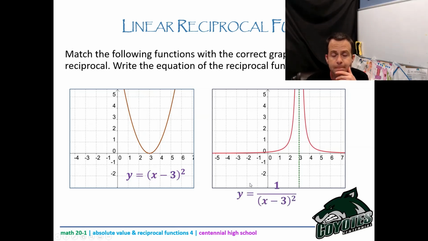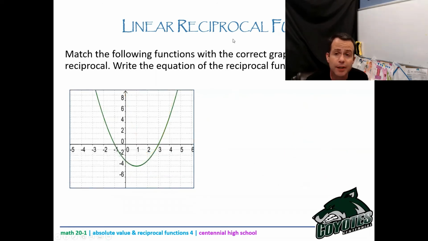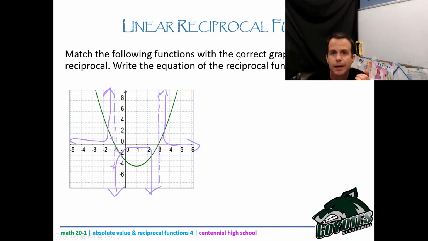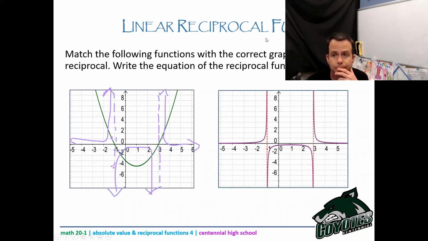Next guy looks like this. Again, I'm going through the same process. I know I'd have a horizontal asymptote here at the x-intercepts and here. I know I'd have invariant points at 1 and -1. That gives me enough to get my rough sketch on that side and that on this side, and then this guy would have to go like that. So I'm looking for a picture that looks something like that, and it's this guy right here.